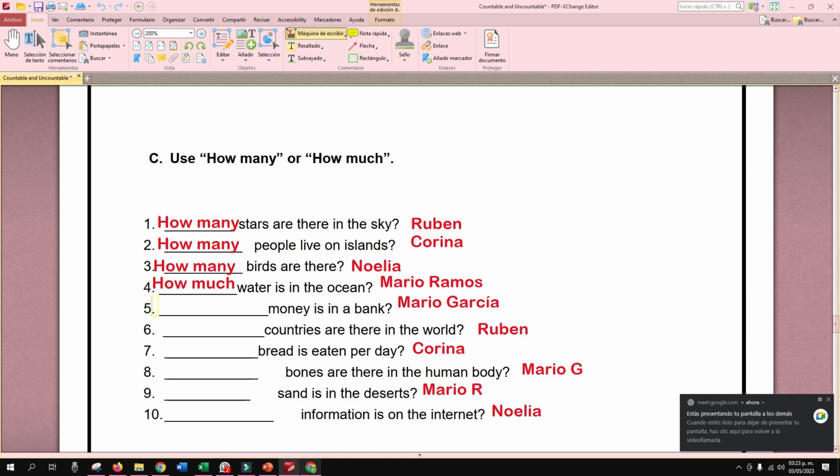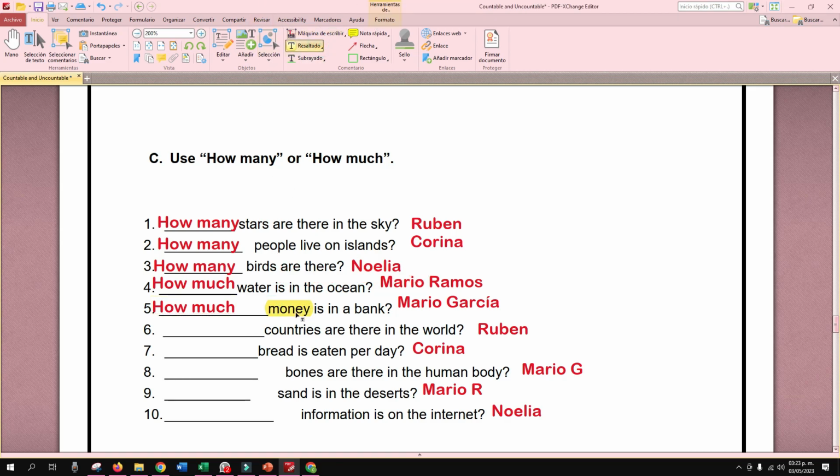How much? Right? Excellent. Because you're talking about money, right? How much money is in the bank. Not how many, because money is uncountable. Remember that money is uncountable, right? So you can say how much money is in a bank, right?